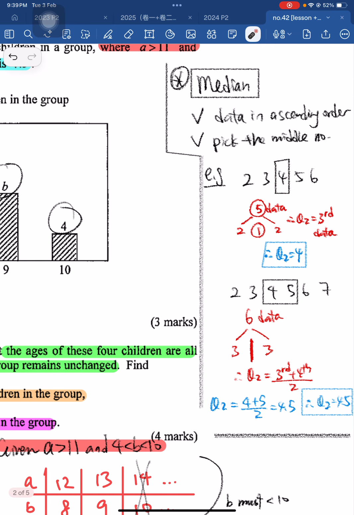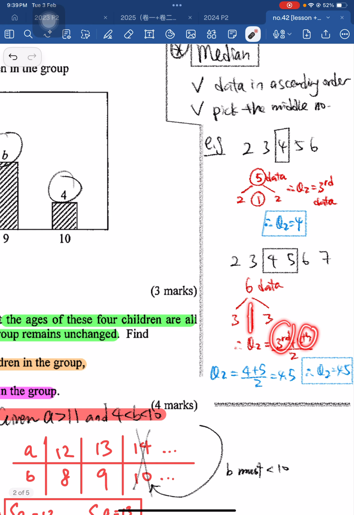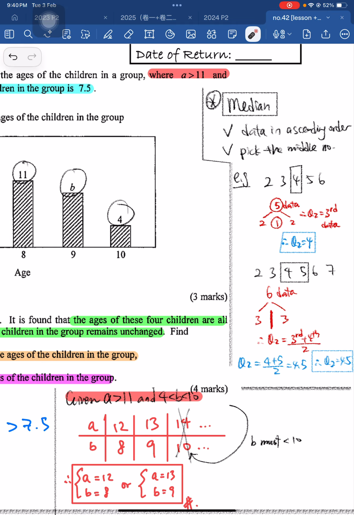Now what if we have 2, 3, 4, 5, 6, 7, which is 6 data? Use the calculator, divide by 2, you get 3. It's a whole number, so we can just split it into 3 and 3. But there's no number in the middle, so we need to take the third data together with the fourth data. We want the middle one, so divide by 2. In this case, we take the 4 and the 5, add them together, divide by 2, and the median is going to be 4.5. So that's some basic knowledge about the median.